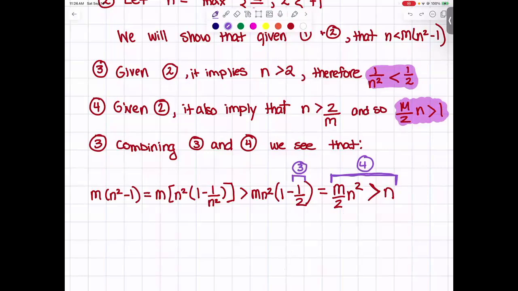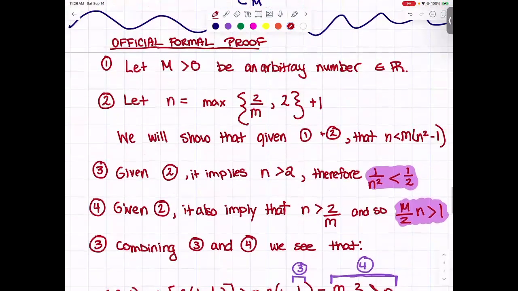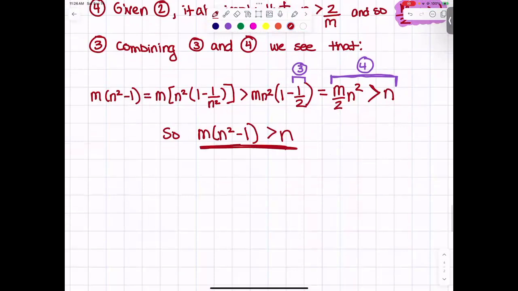So what we've now concluded, all written in one line here, is that we have now shown that this is the case. And that was indeed what we said we were going to try to prove: that m was less than that big term, n is less than that big term.